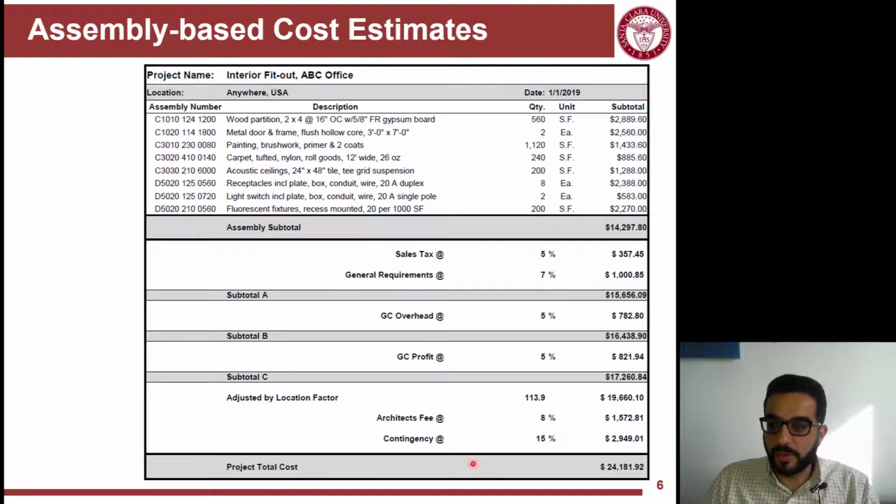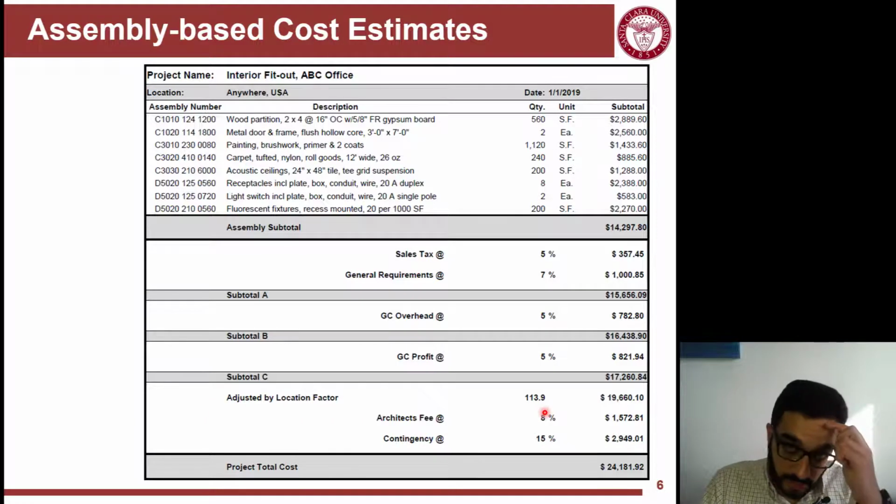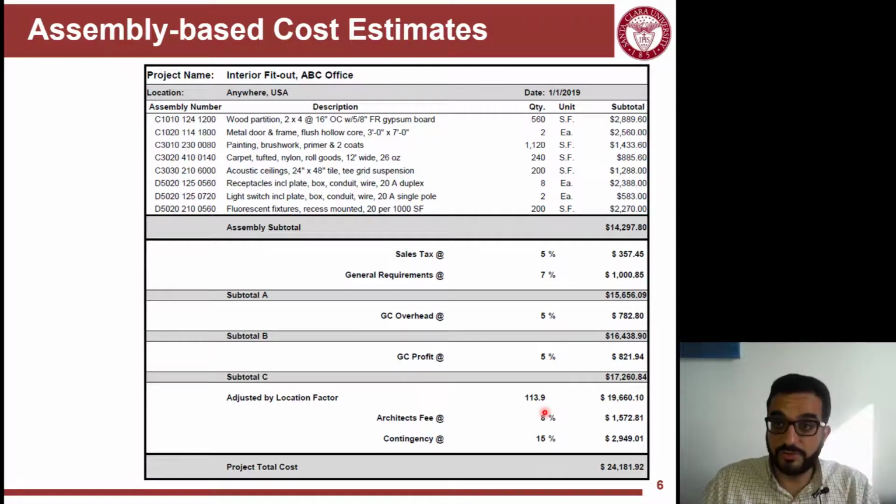So this is an example of how a full estimate is done, but not for a big project, by assemblies, an assembly-based cost estimate. You see here an interior fit out. So you have partitions, painting, carpet, light fixtures, and switches. You look for the assemblies. These are the assembly numbers or codes. You get the square foot, the units and their quantities, and you calculate the subtotal. So this is the cost.